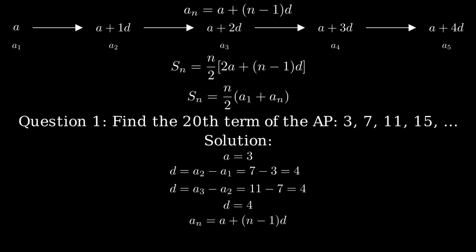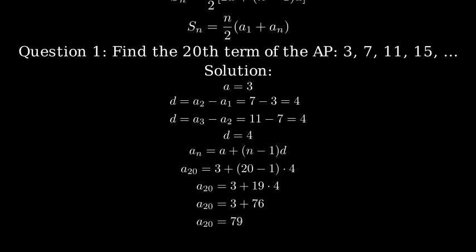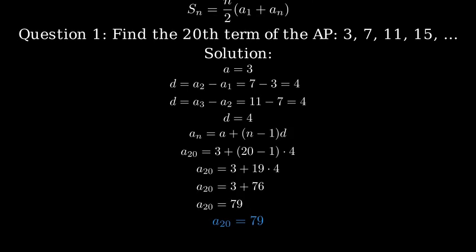a sub n equals a plus n minus 1 times d, substituting our values. a sub 20 equals 3 plus 20 minus 1 times 4. a sub 20 equals 3 plus 19 times 4. a sub 20 equals 3 plus 76. a sub 20 equals 79. Therefore, the 20th term of the given arithmetic progression is 79.